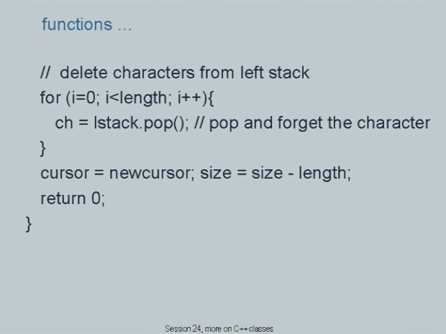Obviously, the pop function will return a character. So I will collect it into CH, which I have defined as a char CH. But it is not important because it's getting deleted, so I can simply forget it. So I pop, pop, pop so many times, and that's it. But at the end, after popping, I know that my size has reduced. I know my cursor has moved. So I will set cursor to new cursor, and I will set size to size minus length. Always keep track of cursor and size.